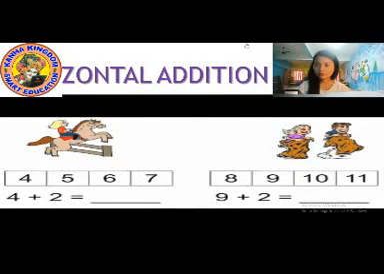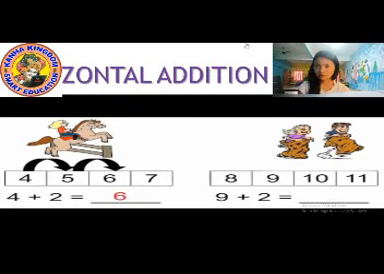So now let's see how we add 2. On this first problem, we have 4 plus 2. So think in your head, what is two numbers after 4? The first number after 4 is 5. The second number after 4 is 6. So two numbers after 4 is 6. That means 4 plus 2 is 6.